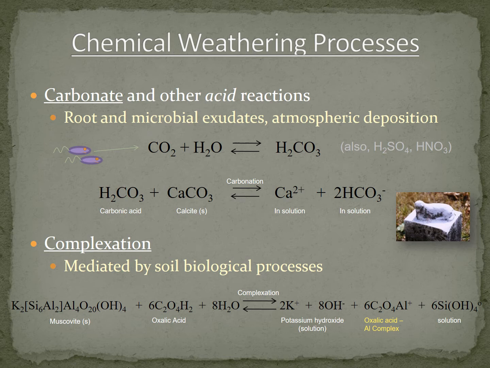Mediated by soil biological processes, there's the process called complexation. And so the example given here is where muscovite and oxalic acid undergo complexation to create potassium hydroxide and an oxalic acid aluminum complex, leaving silicic acid in solution. So essentially, some organic acid comes in and breaks down the mineral to dissipate it, and we lose some of the silica into solution over time.